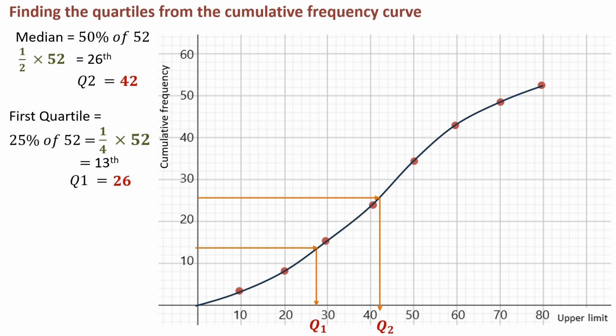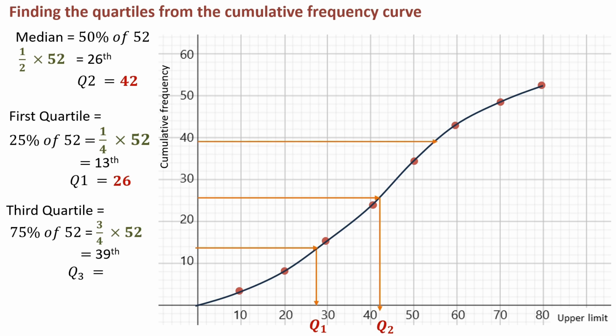Now we are going to find the third quartile. Hope you can do this alone. 75% of 52 means the 39th person's mark. So that is equal to 55. To get the interquartile range, now that you know the third quartile and the first quartile, you can subtract 26 from 55. Then you get 29. This is the way of finding quartiles and the interquartile range using the cumulative frequency curve.